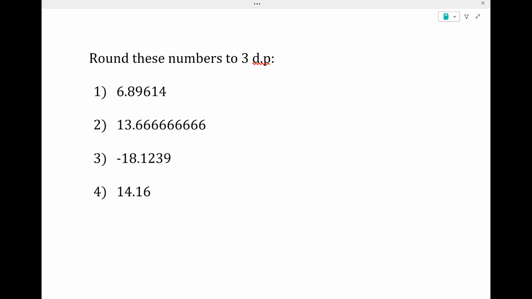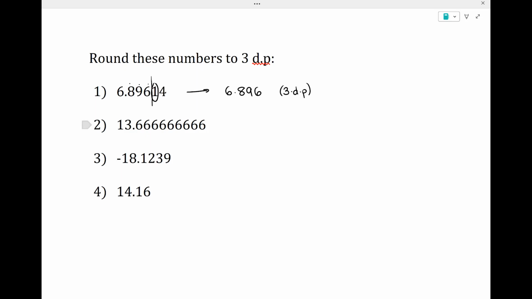We now have some more examples where we're going to be rounding to 3 decimal places. This is quite simple, we just want to give each number 3 digits after the decimal point. So, for example, this first one, 6.89614, we want to count 1, 2, 3 decimal places, so we want to cut it off here. We have a look at this digit, it is smaller than 5, and so we will round downwards. So this becomes 6.896. And once again, we want to write 3 dp in the brackets next to it.